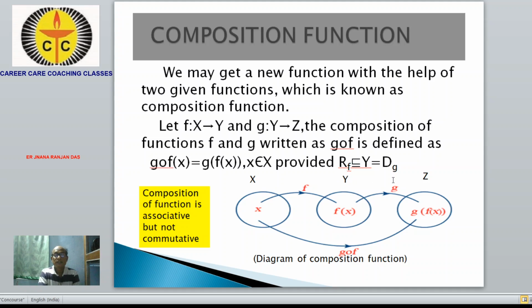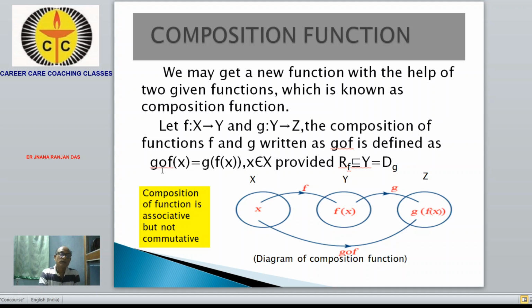So if this is the condition, then g of f(x) must exist. Similarly, if we take the composite function, you must remember that the composition of function is not commutative.